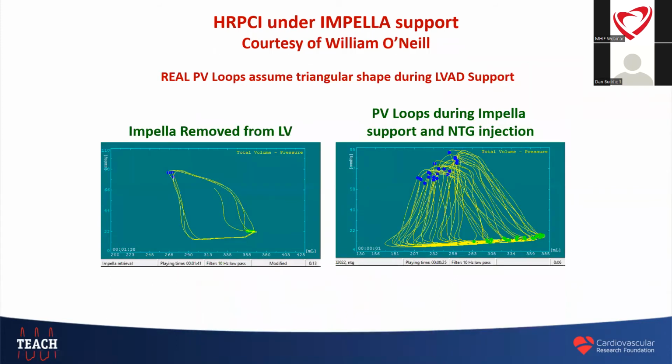These are real loops. They're measured from a patient on an Impella 5.0. You see, without the Impella support, this rectangular or trapezoidal shape. And with Impella support on the right, you've got these triangular shapes that I've just been showing you.